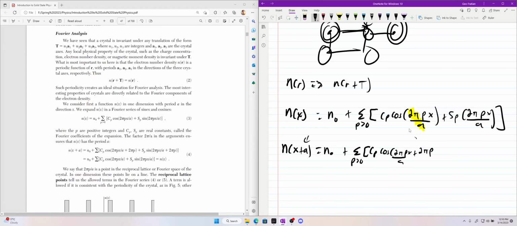So you see the a cancels out. Plus 2 pi p, and then we have 2 pi px over a plus 2 pi p, right? And if I have a sine or cosine wave, and let's say I have this point right here, and I add 2 pi, well, I'm just going to go over here, and that's the same value. And this p is just a positive integer.